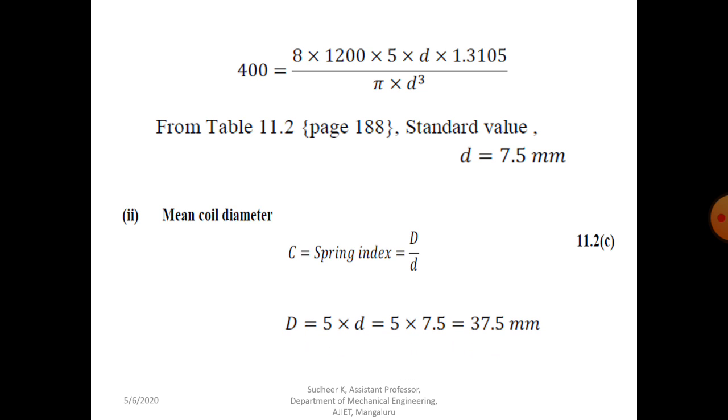It can be calculated like this: capital letter D equal to 5 into small letter d. So 5 into 7.5 is nothing but 37.5 millimeter. You can see there will always be a lot of variation between these two diameters. The capital letter D is the coil diameter and small letter d is the wire diameter. So this is about mean coil diameter. These two dimensions are very important and crucial in the design or analysis of spring, mainly the helical spring.